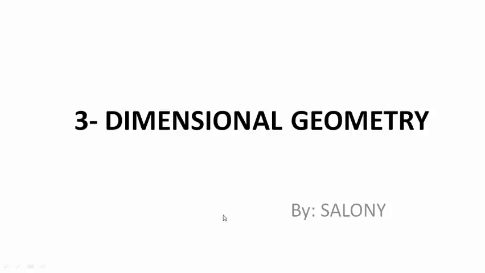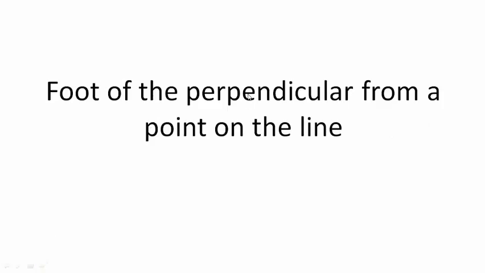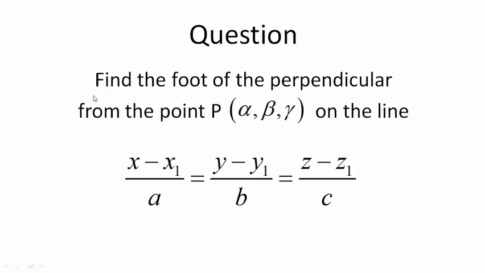In this section of three-dimensional geometry, we will discuss how to find the foot of the perpendicular from a point on the line. So, the question is: find the foot of the perpendicular from the point P with coordinates alpha, beta, gamma on the line (x minus x1)/a equal to (y minus y1)/b equal to (z minus z1)/c.